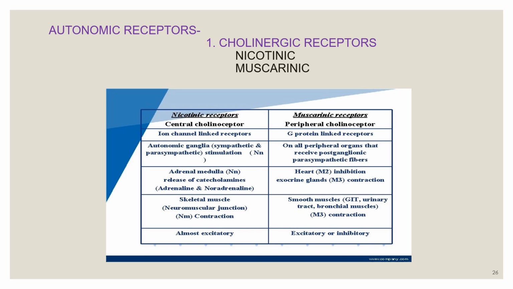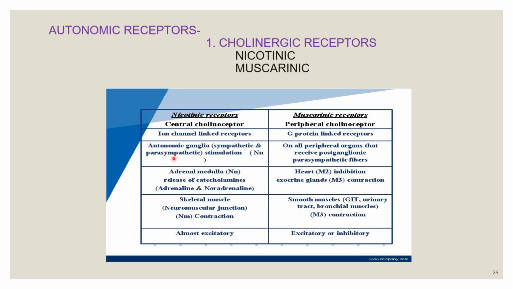Now coming to the autonomic receptors. What are the autonomic receptors? First one is the cholinergic receptors. In these cholinergic receptors, we have two subtypes, nicotinic and muscarinic receptors. The nicotinic receptors are central cholinoceptors. The muscarinic receptors are also called peripheral cholinoceptors. So what are the differences between these two? The nicotinic receptors are ion channel linked receptors, whereas the muscarinic receptors are GPCR, G protein coupled receptors.